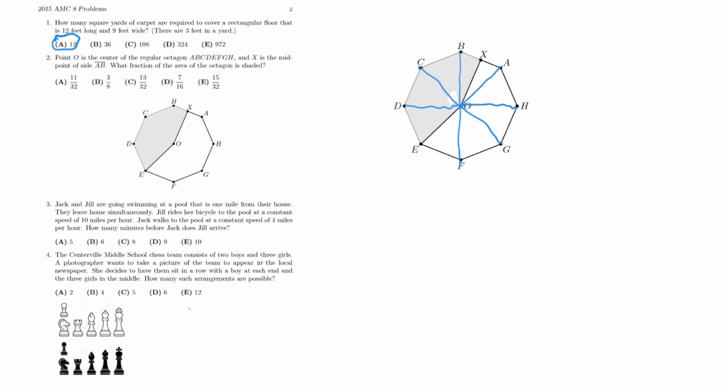Now the octagon is divided into 8 parts, so the total is 8. And the shaded area is 1, 2, 3.5. So that's 3.5. X is the midpoint, so OXB is half of the triangle. So simplify this one, 7 times 2, numerator over denominator. That's 7/16. That's the answer D.